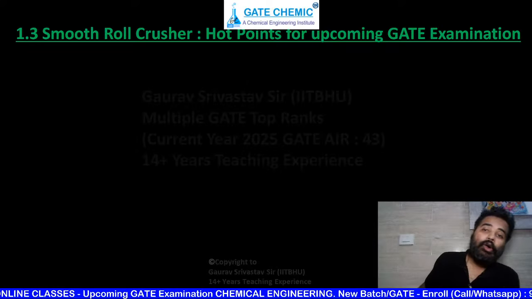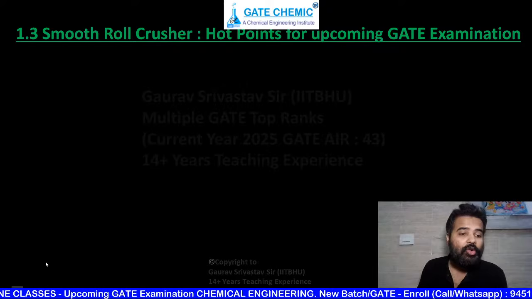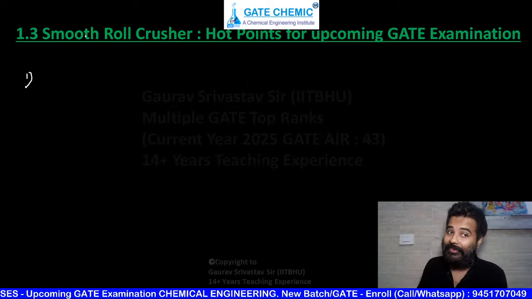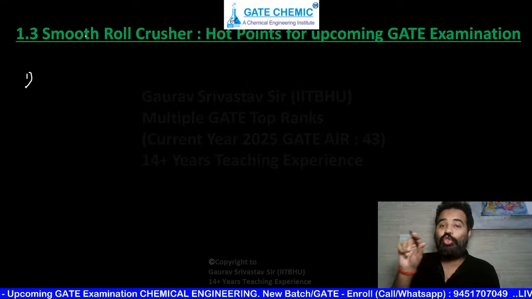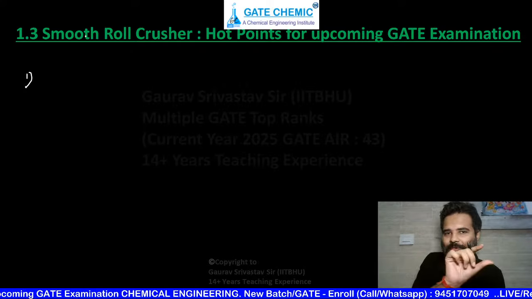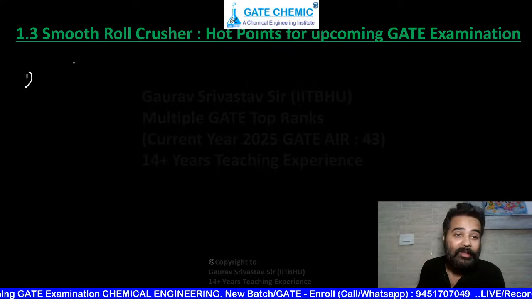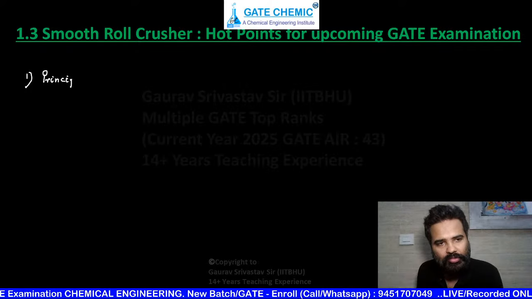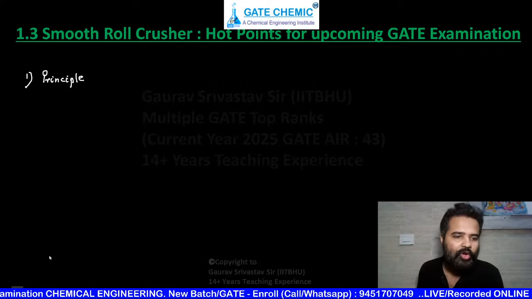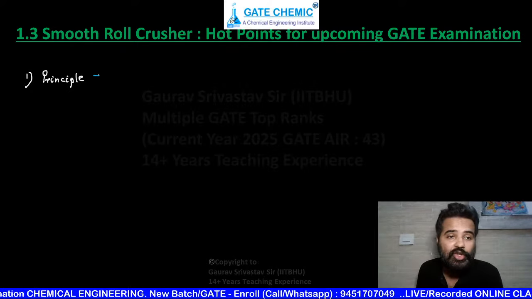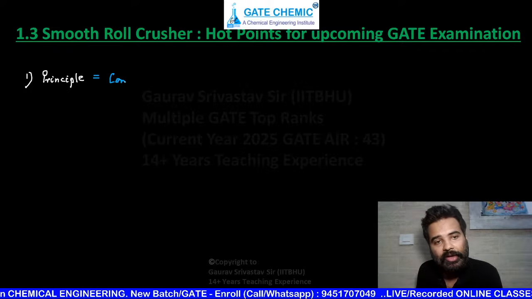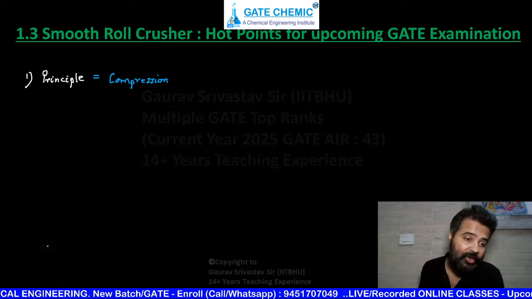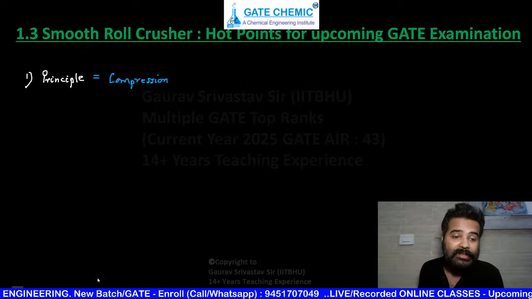Okay. Now, hot points for the GATE upcoming examination. Now, 1.3. I am writing the smooth roll crusher points. I'm not writing the toothed roll crusher or bedded roll crusher. Just the smooth roll crusher points. Okay. So this is only important, and the remaining you had seen. Very, very easy to understand. So for a smooth roll crusher, if they are asking about principle, you just need to remember it is compression. अभी वो सब आपके लिए important नहीं है. Just see the green slide, beta. The principle of a smooth roll crusher is compression.